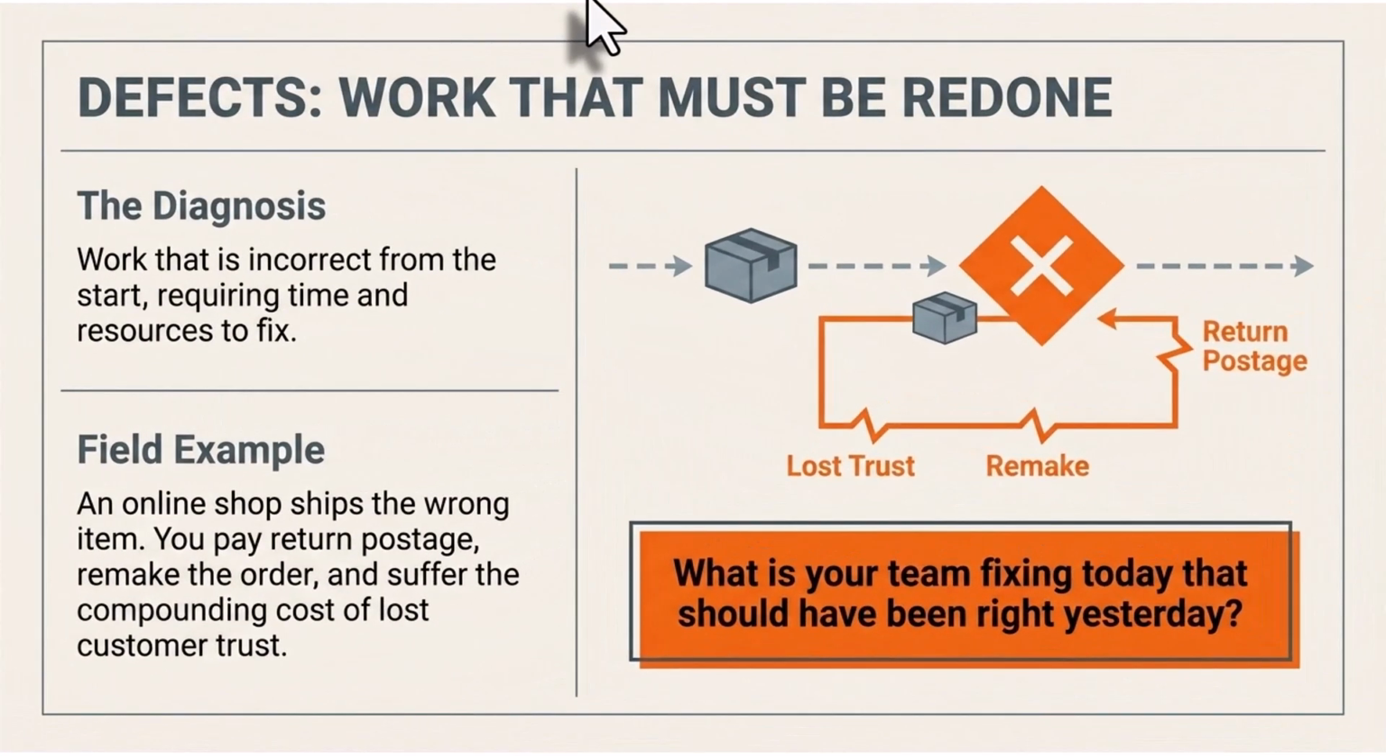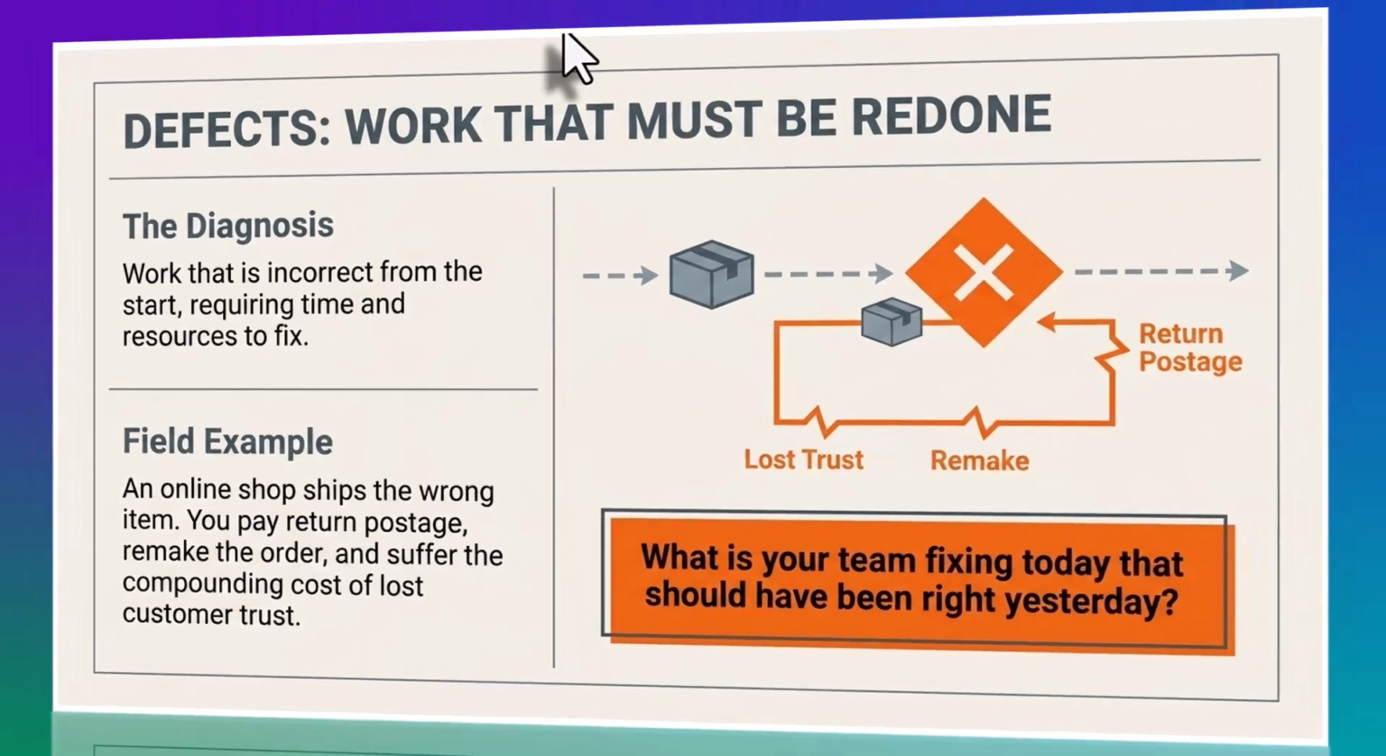So the first one is defects, work that must be redone. So this is something that many businesses suffer from. This particular example is an online shop. So they've paid the return postage, they've remade the order, and obviously they've got all of that compound cost in time and money that they have had to incur due to this particular defect.